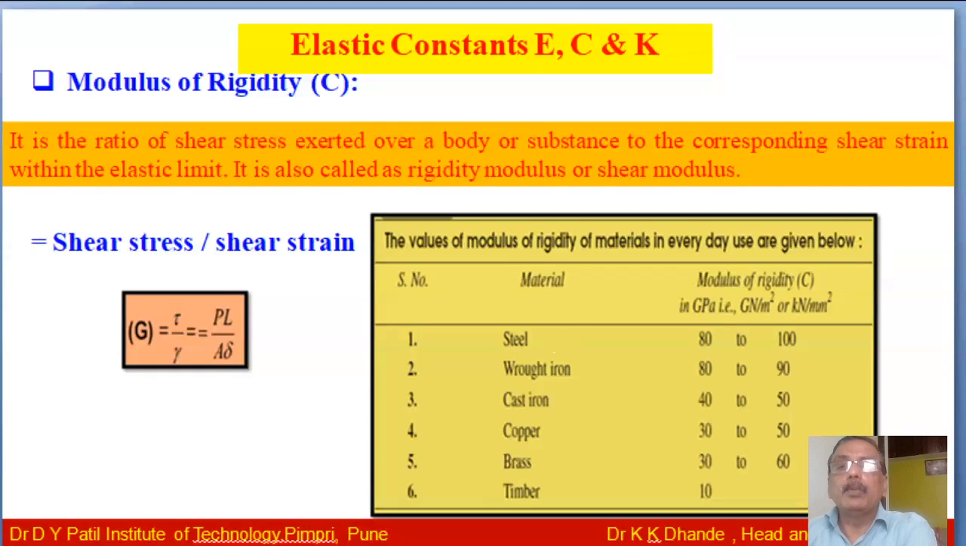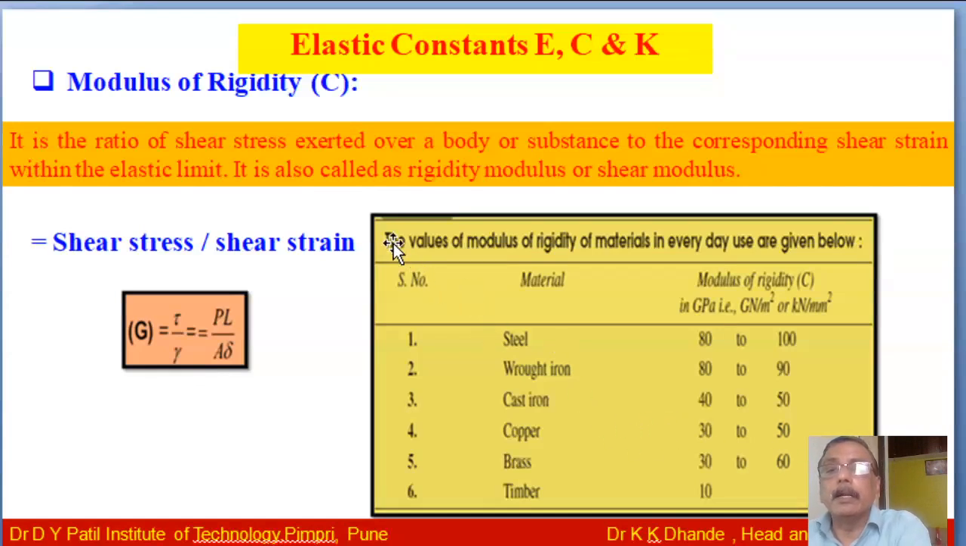Now the next point is modulus of rigidity. It is the ratio of shear stress exerted over a body or substance to the corresponding shear strain within the elastic limit. It is called the rigidity modulus or shear modulus also. So modulus of rigidity is the ratio of shear stress to shear strain, and it is denoted by capital C or capital G.